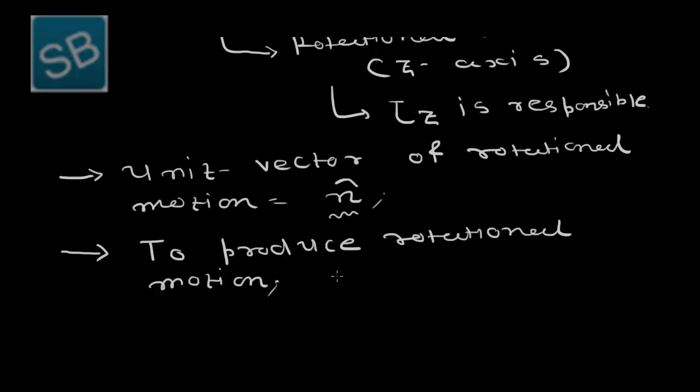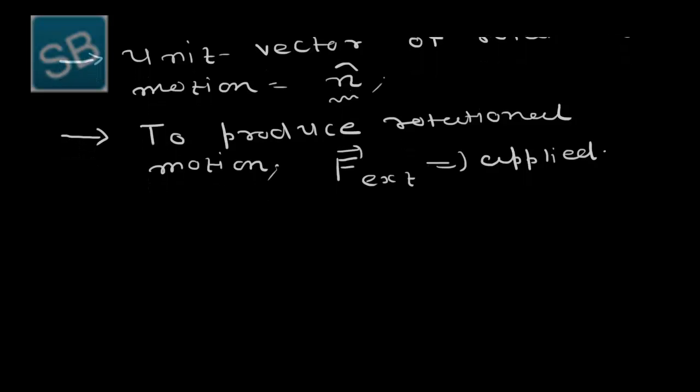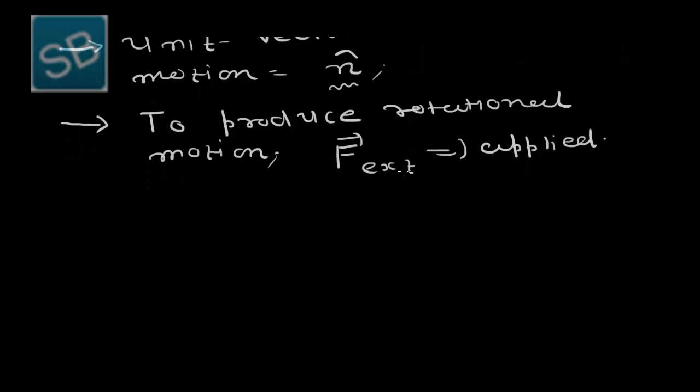To the rigid body, some external force has to be applied, because the resultant internal force remains zero in the case of a rigid body. Also, you can apply this external force not on all the particles, but you should have to apply this force on some of the particles.